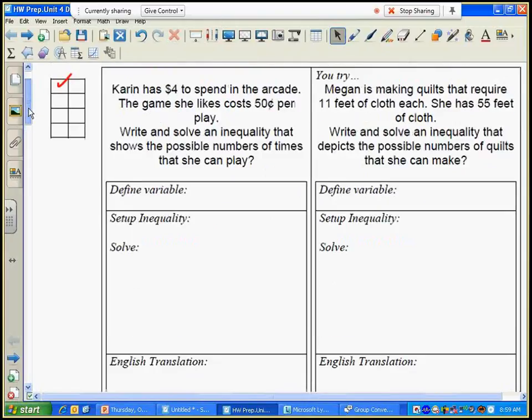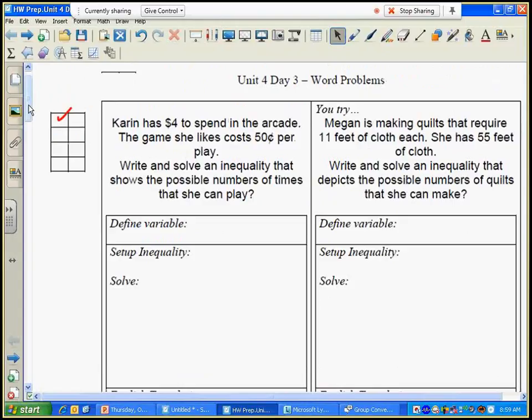Okay, so let's take a look. Karen has $4 to spend in the arcade. The game she likes costs 50 cents per play. Write and solve an inequality that shows the possible number of times that she can play. Okay, and in all these problems, I want you guys to define your variable. So it's asking us a question here for the possible number of times that she can play. So let's say that X is the number of times she can play.